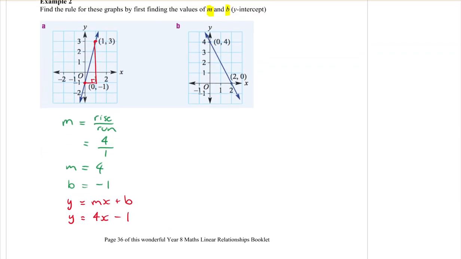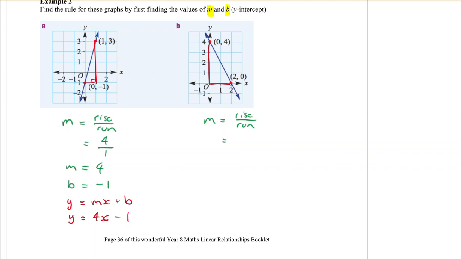Same thing. First thing I need to do is find the gradient. So the formula is m equals rise over run. There are 2 dots on there that we can use, but remember, if you have to find them yourself, you're just trying to find 2 points that go nicely through the grid behind. So there is a dot up here at the 4 and another one down here. So we're making a triangle with the axes.